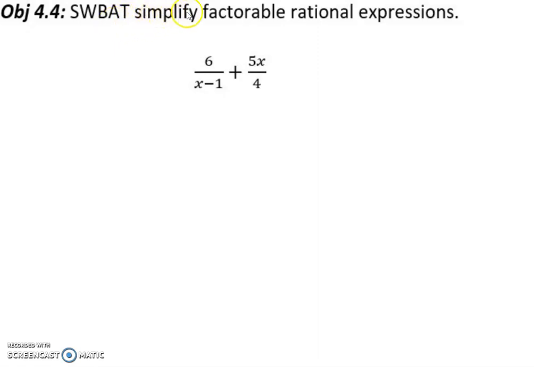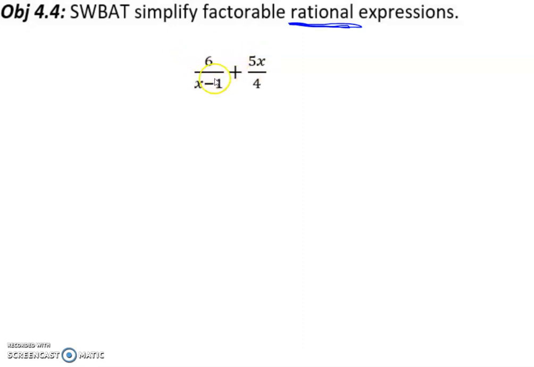Hello. Today we are simplifying factorable rational expressions. Rational means that it can be written as a fraction. And today we're going to be applying a rule that you know about fractions, which is that they need to have like denominators in order to add or subtract them.